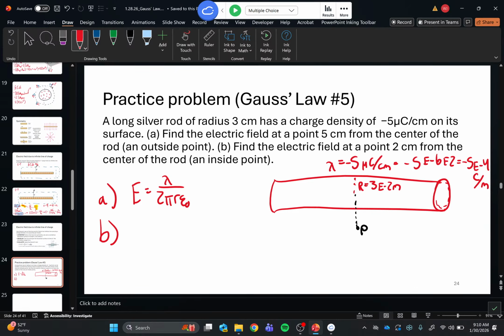I'm going to give you all a minute to come up with the answer. See if you all can figure out the answer to part B. It says, find the electric field at some distance 2 centimeters from the center of the rod, an inside point. We'll call this like point 2. We'll call the other one point 1, just to separate them.